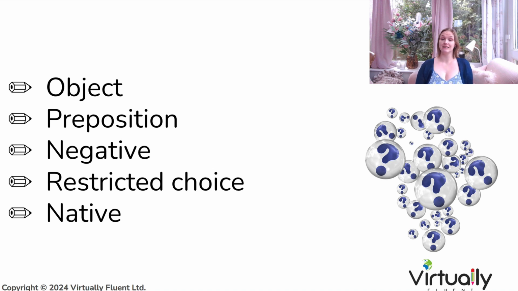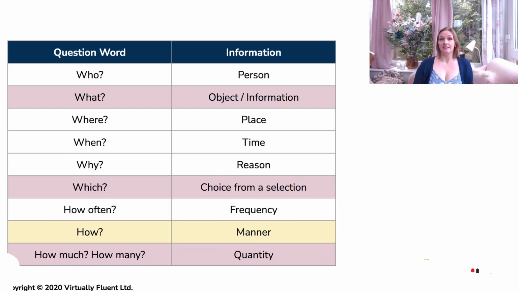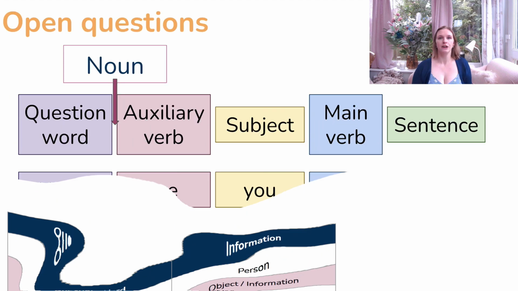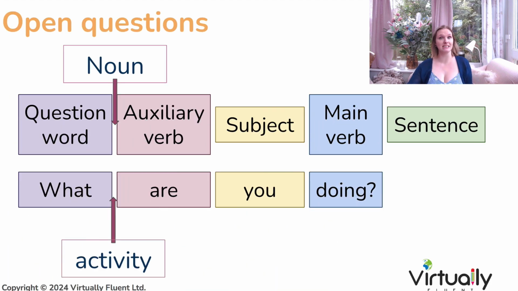First of all is inserting objects into the question. This is because a few of our question words can add extra objects. What, which, and how much, how many can often add a noun, and the question word how can often add an adjective. For example, what activity are you doing? And you'll notice here that that noun, that object, goes immediately after the question word.